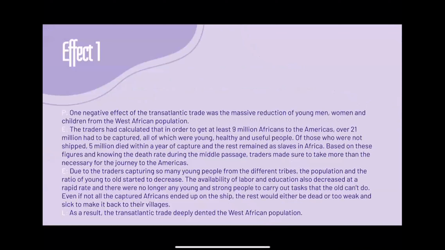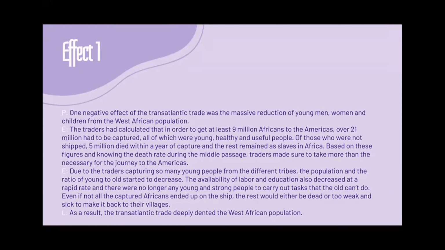Good. Effect 1. One negative effect of the transatlantic trade was the massive reduction of young men, women, and children from the West African population. The traders had calculated that in order to get at least 9 million Africans to the Americas, over 21 million had to be captured, all of whom were young, healthy, and useful people. Of those who were not shipped, 5 million died within a year of capture, and the rest remained as slaves in Africa. Based on these figures and knowing the death rate during the Middle Passage, traders made sure to take more than the necessary number for the journey to the Americas.